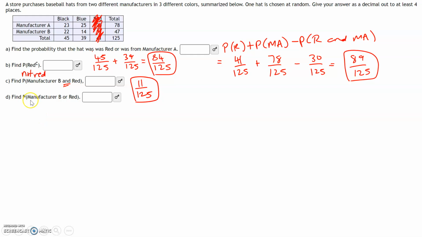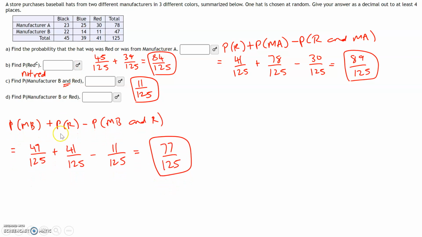And then lastly, part D, it says manufacturer B or red. So once again, the word or triggers the addition formula, which is probability of A plus probability of B minus probability of A and B. So A is the event that it's manufacturer B. The word or is plus. This is the event that it's red, minus A and B, so that they're from manufacturer B and red. So we have 47 total from manufacturer B plus 41 total that are red, minus we have to subtract off the intersection of manufacturer B and red, which is 11 out of 125. So it's 47 plus 41 minus 11. That'll be 77 out of 125.